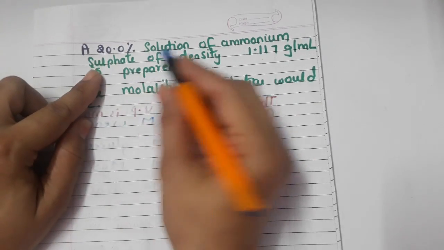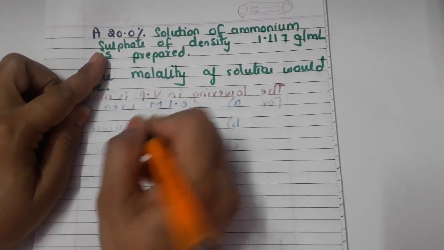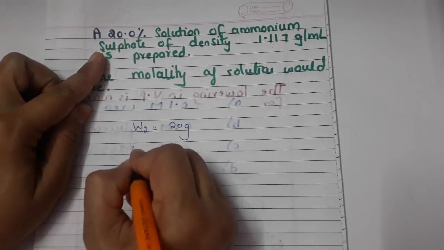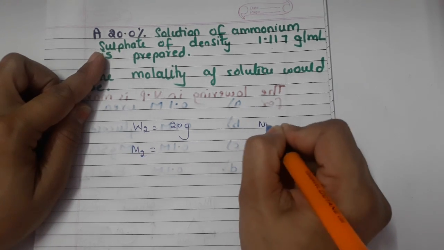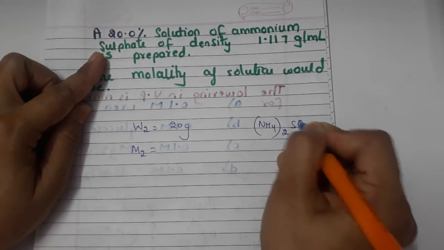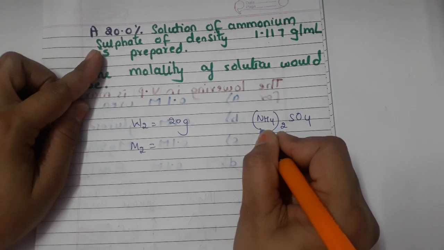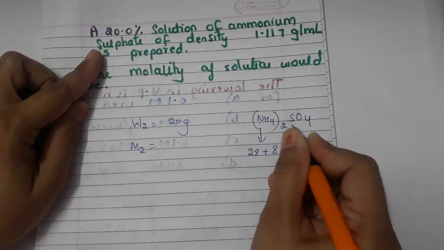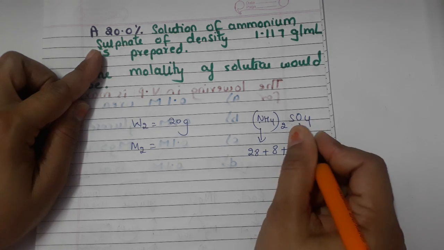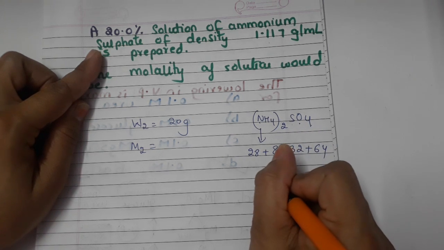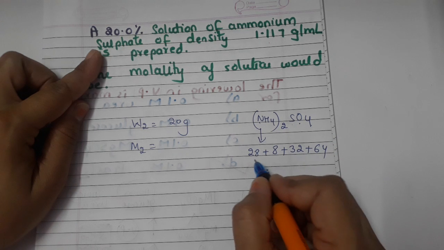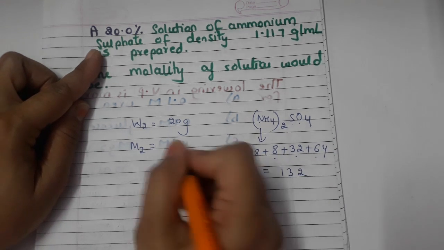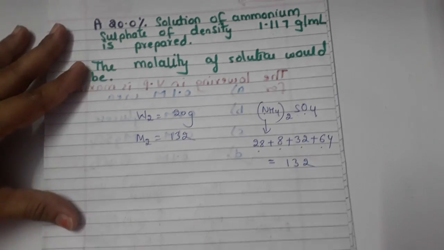20% of ammonium sulfate means they have given us W2 is equal to 20 grams. Now what is the molar mass of ammonium sulfate? NH4 twice SO4. Here nitrogen is 14 into 2, 28. Hydrogen 4 into 2, 8. Sulfur is 32. Oxygen is 16 into 4, 64. When you add this, 28 plus 8 plus 32 and 64 is 132. So I write here 132.